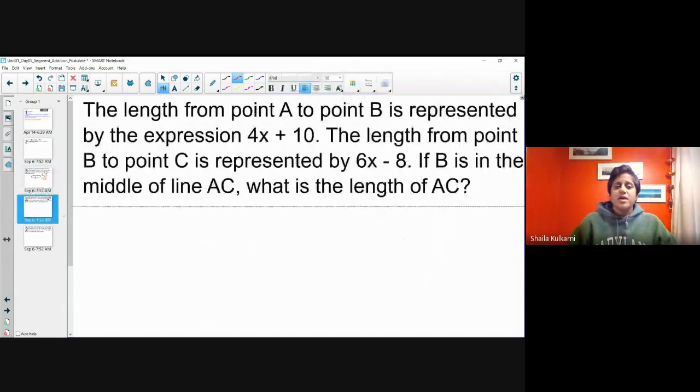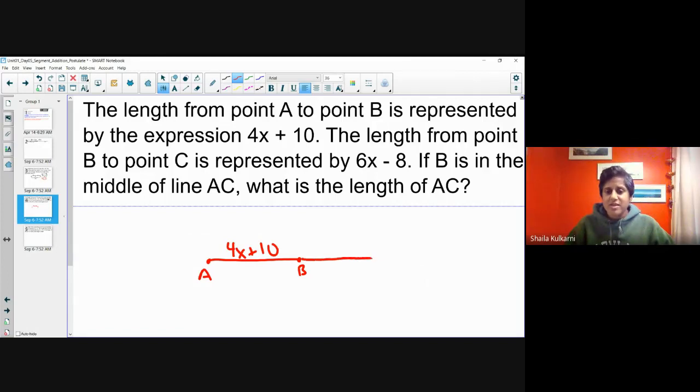Let's look at this next one. The length from point A to point B is represented by the expression 4x plus 10. So I'm going to draw that. I'm going to call this A, call this B. I'm going to do 4x plus 10. The length from point B to point C is represented by 6x minus 8. So I'm going to draw that.